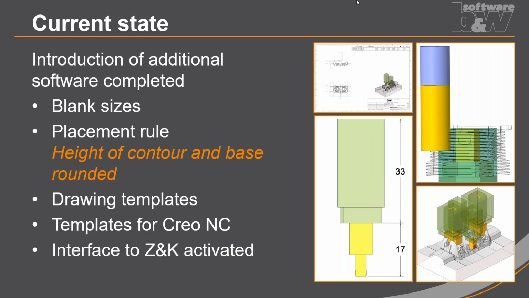So what is the current state? The introduction of SMARTElectrode is completed. So the customer has a list of blank sizes he used. He has a specific placement rule for the electrode base. In this case, the height of the solid contour and the base height is rounded to match the complete length of the template. They also have some kind of drawing templates, but they may be incomplete by now. Templates for Creo NC, and the interface is activated but not completely customized at this stage.